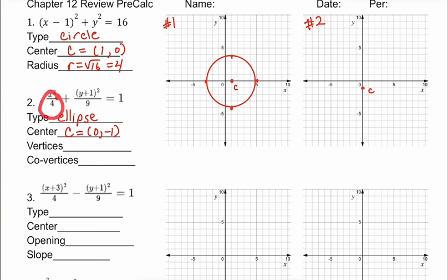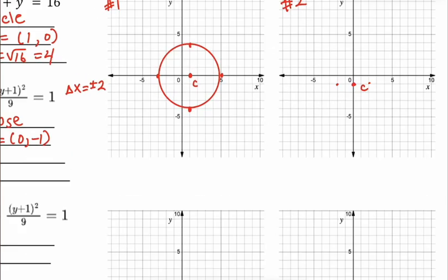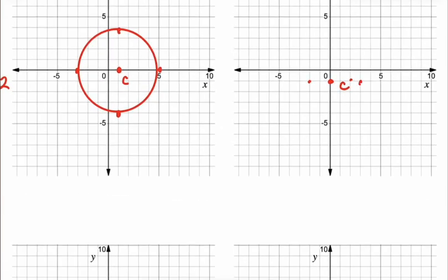Under the x, I have the smaller number, and I'm going to go in the x direction the square root of that. So my change in x is plus or minus 2. So I'm going to go over to the page where my center is. I'm going to count 2 to the left and 2 to the right. Now those are the smaller ones, so I am going to call those the co-vertices.